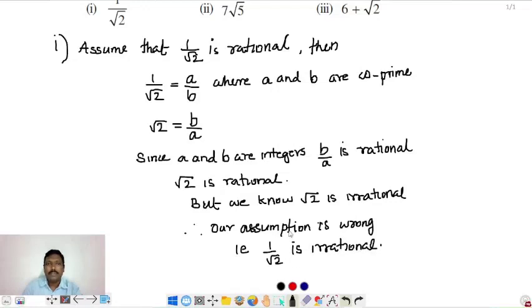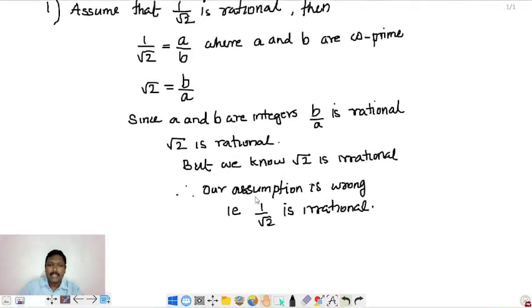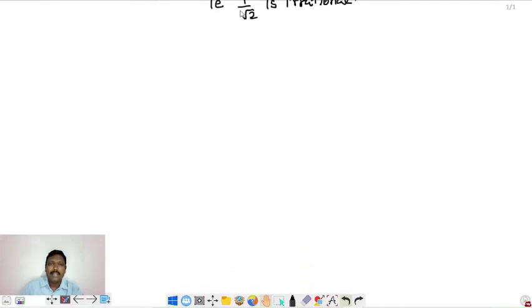Okay, now let us move to the second question. What is the second question? Second question, 7 root 5. Let us do that one. 7 root 5 is irrational. So again, in the same way, we can take the second question.